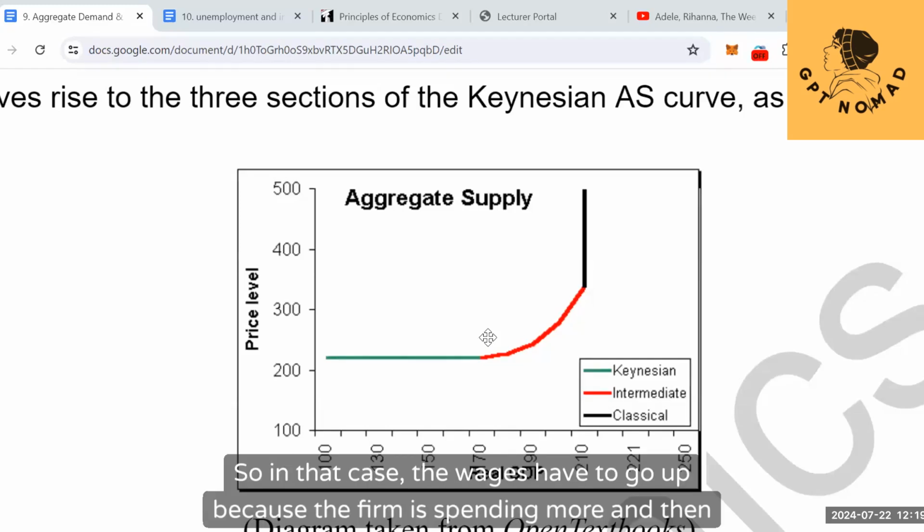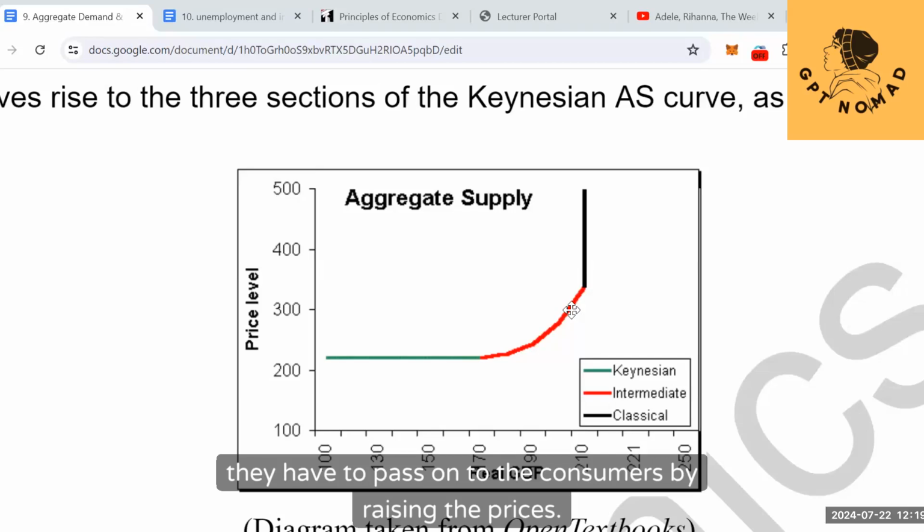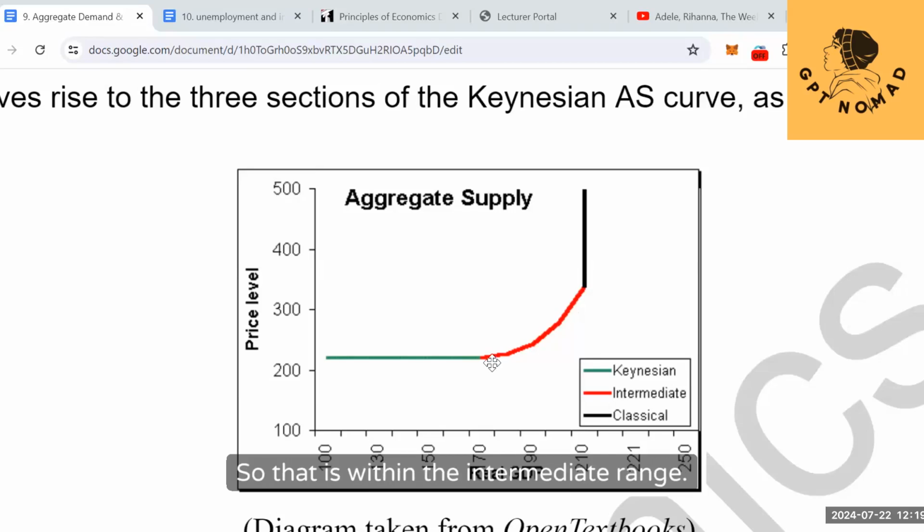So in that case, the wages will have to go up because the firm is spending more, and then they have to pass that on to the consumers by raising the prices. So that is within the intermediate range, right? This is the second part.